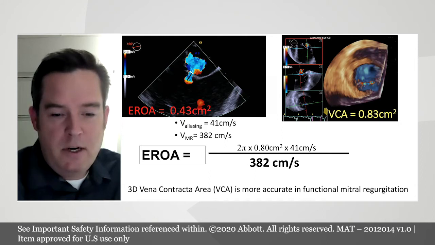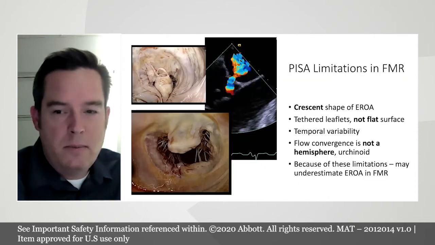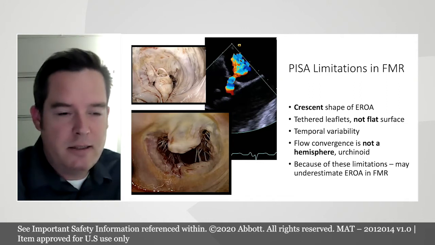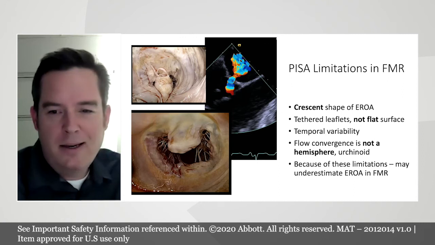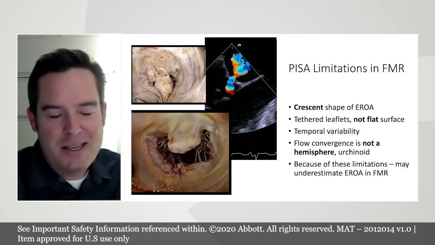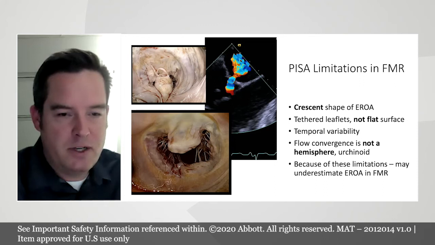So in patients with functional MR, vena contracta area is certainly more accurate, and it's just some data from that Paul had presented a few years back. Dr. Hahn refers to that the convergence is not as hemispheric; it's ergonoid in shape. A wonderful word that I try to use as much as possible. But there are quite a few PISA limitations in patients with functional MR. So keep that in mind when you're trying to quantify the severity of MR in patients with functional disease.